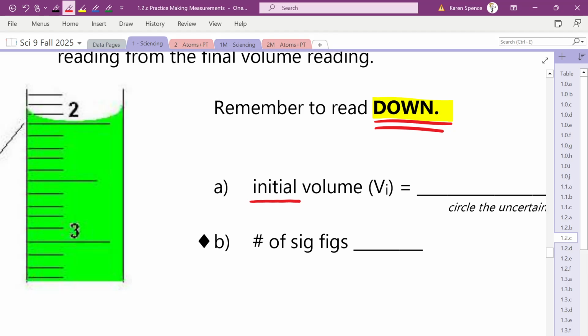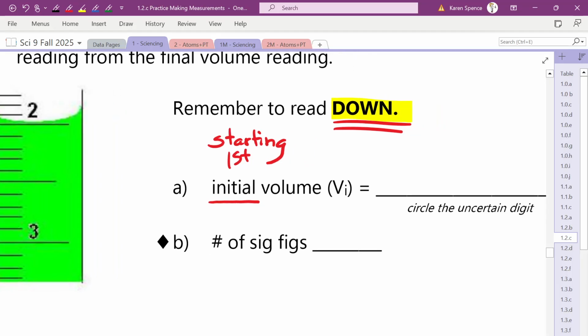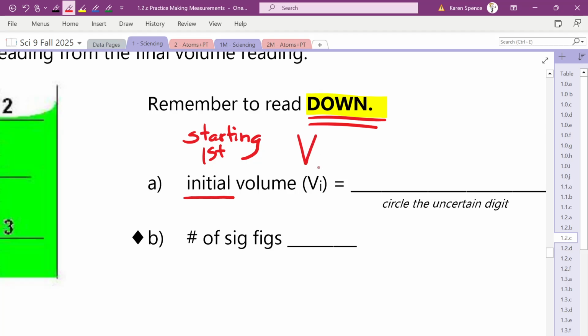First, yeah. So initial means first or starting. But in science, usually instead of calling it the first volume or the starting volume, we call it the initial volume. And just like normal, we often like to make it shorter. So instead of writing initial volume and taking so long, we can write the symbol for volume, which is the capital V, and down beside it, we write a little tiny i. So that is our initial volume.